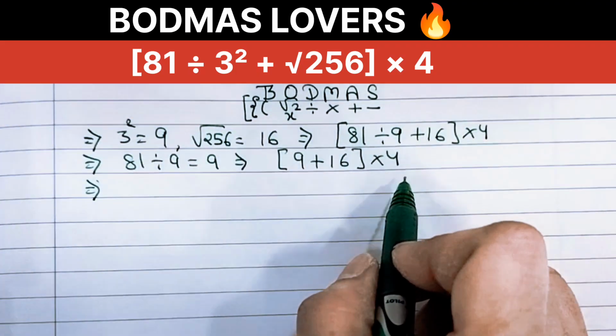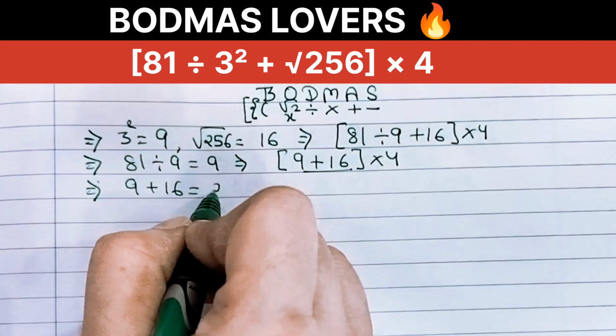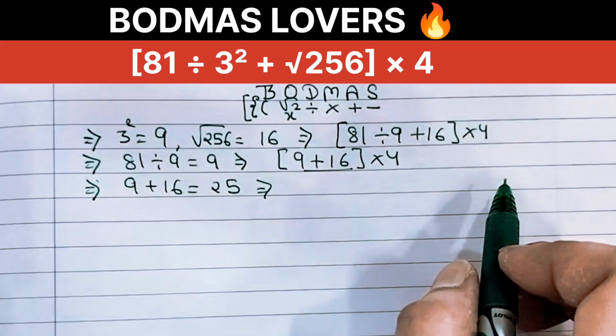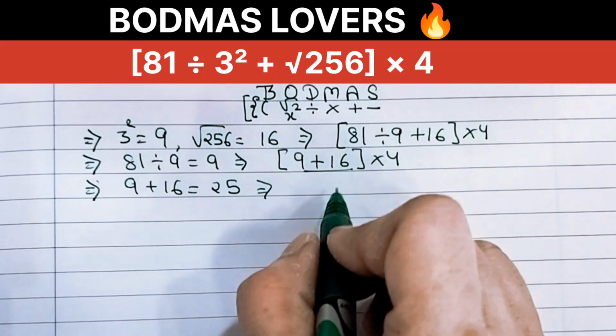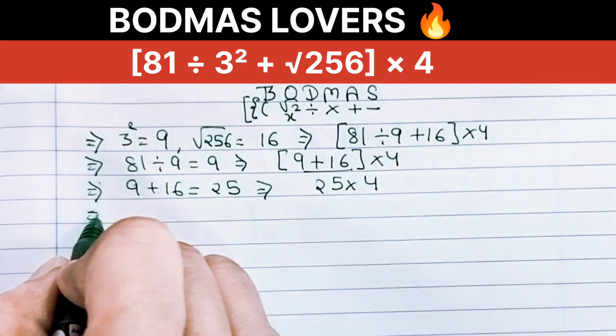Perform the addition to clear the brackets. Now add the terms. 9 plus 16 will get 25. According to this step, you must completely simplify the inside of brackets before moving to outside. And now the current expression becomes 25 multiplied by 4. Move to the next step.